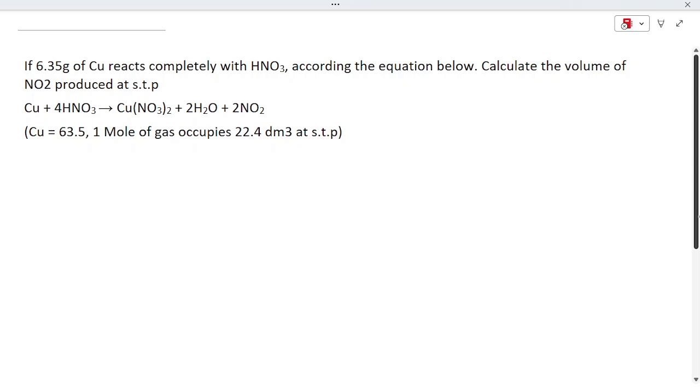As you can see in the question, 6.35 grams of copper. Grams refers to mass. It reacts completely with trioxonitrate(V) acid. However, you have to calculate the volume of nitrogen(IV) oxide produced. So you see, you are given mass and you have to use it to calculate volume. That means a mass to volume relationship, which is a type of stoichiometry. So we are going to see exactly how we solve this kind of question.